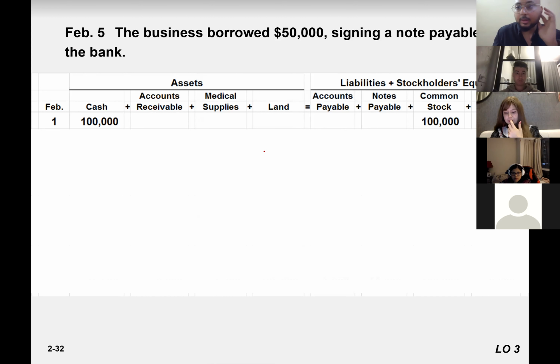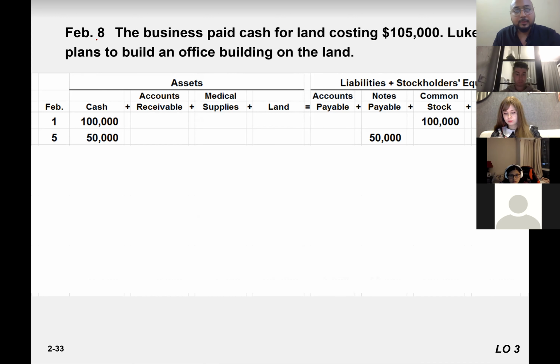Okay, so the second one, the business borrowed 50,000 and signed a notes payable. So which two accounts? Cash and notes payable. February 8th, the business paid cash for land costing 105,000. Paid cash means land and cash are included. So the plus-minus equation is balanced.